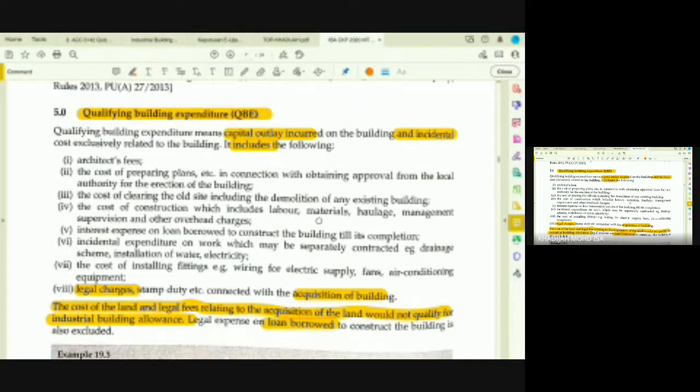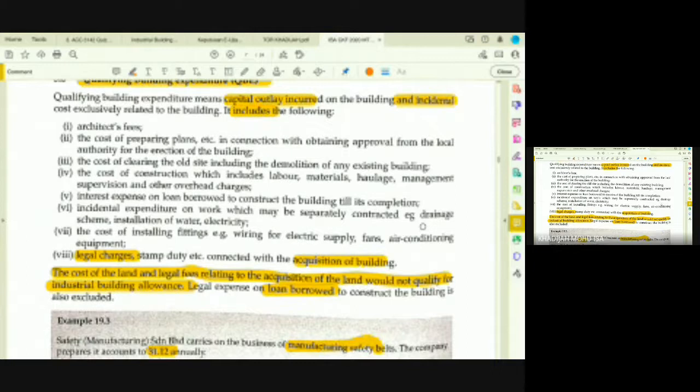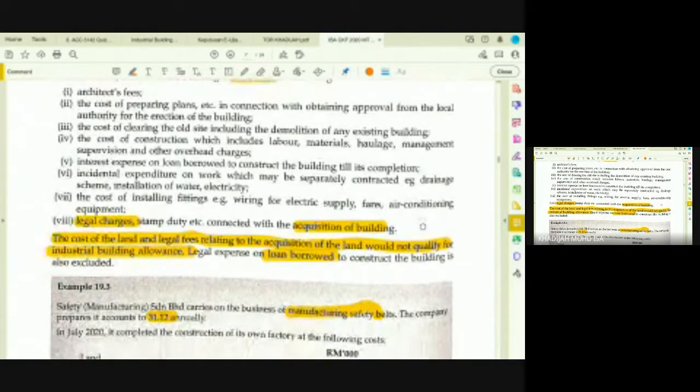Then we have incidental expenditure on work which may be separately contracted, for example drainage, installation of water and electricity. All these costs are part of the construction cost. And then we have the cost of installing fittings, wiring, electricity supply, fans, aircon, and equipment. And then we have legal charges and stamp duty connected with the acquisition of the building.